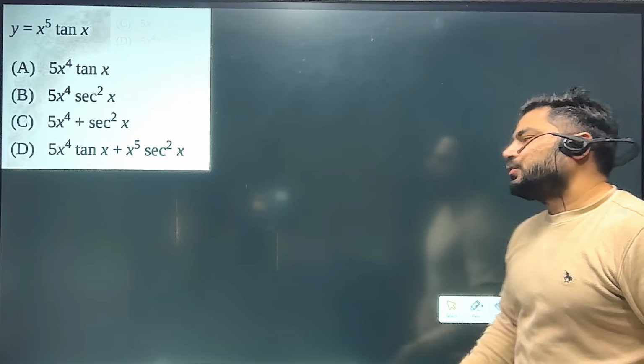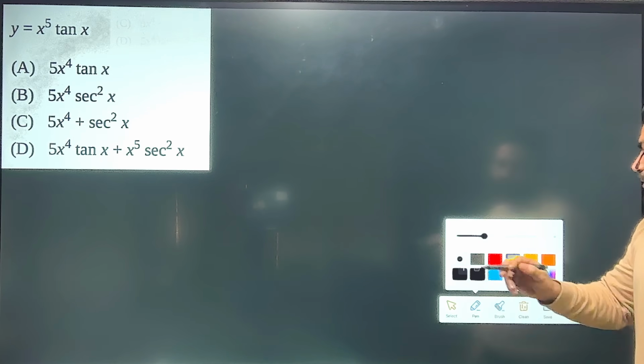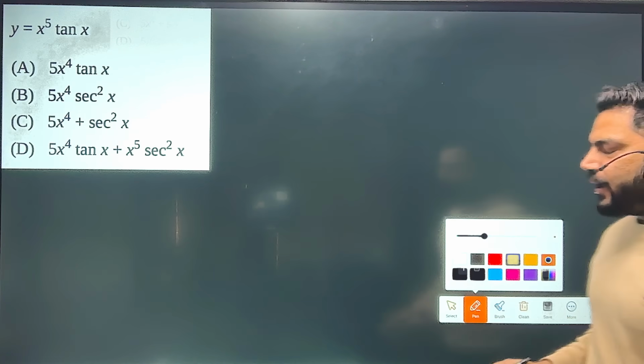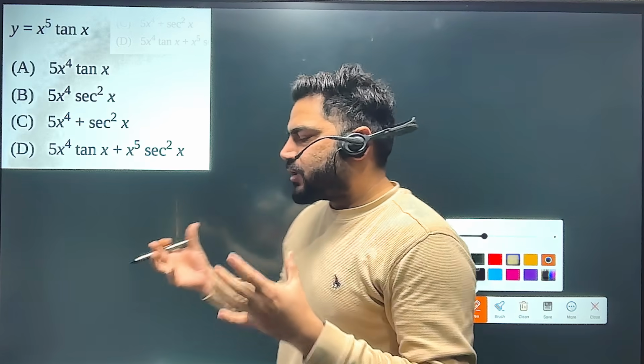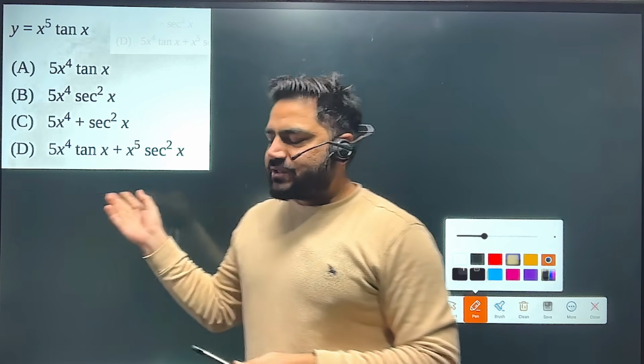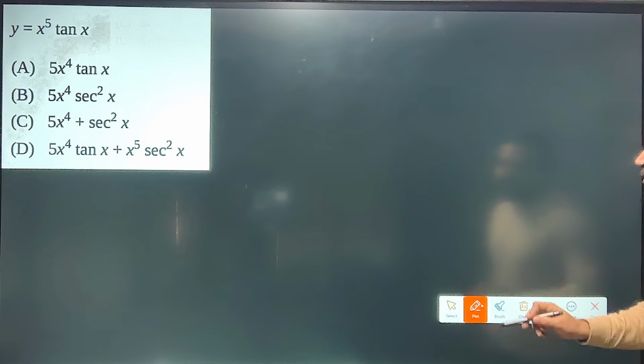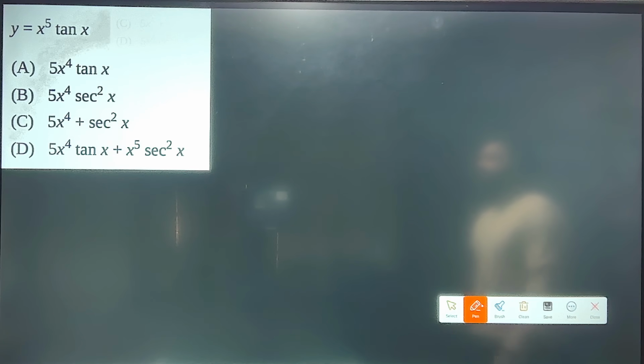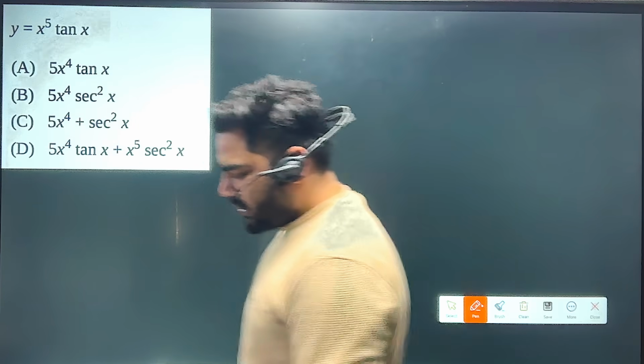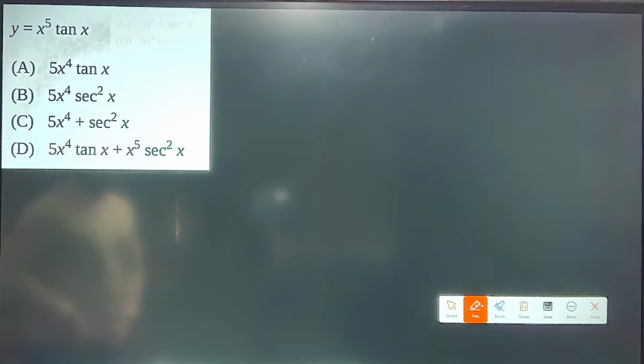So the question is again super easy. After these questions we'll go for some tough questions also. So in this question it is y is equal to x power 5 10x. How to solve this question quickly?